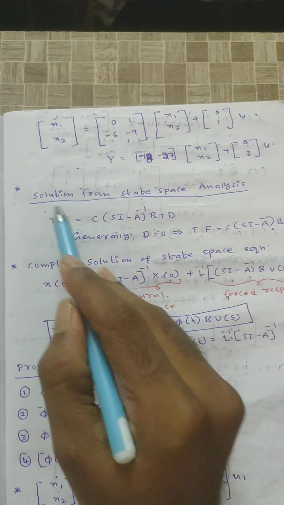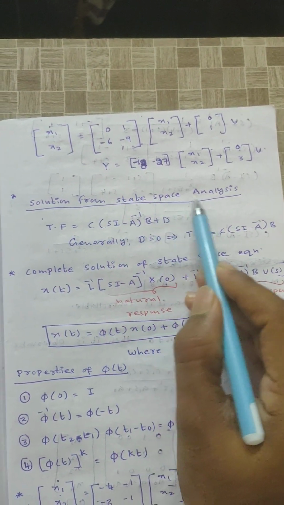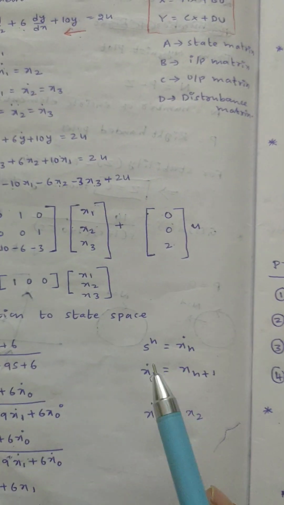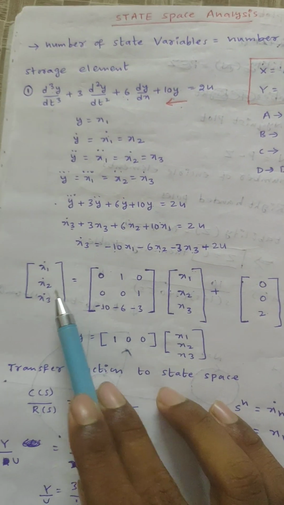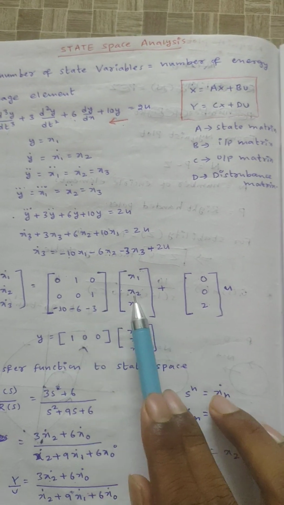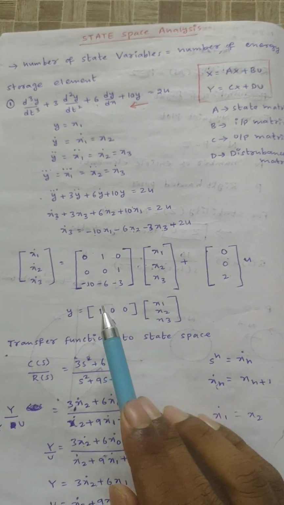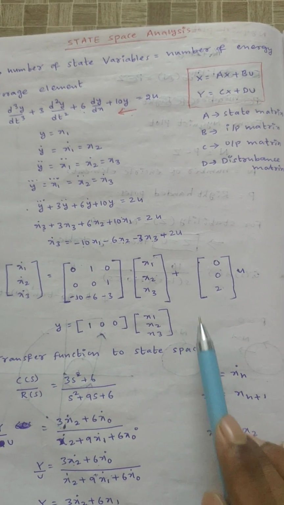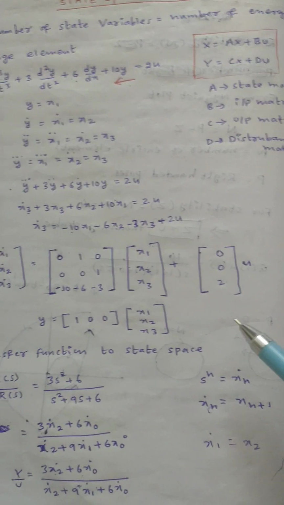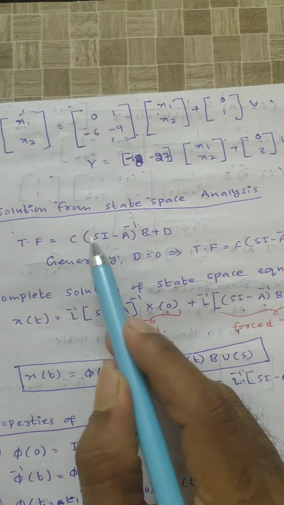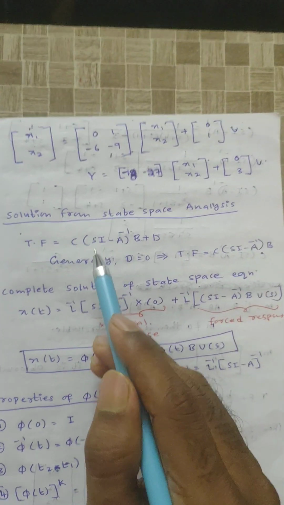Next, solution from the state space analysis. For example, suppose a matrix is given like this: x1 dot, x2 dot, x3 dot is equal to Ax plus B into u. Next, output y is equal to Cx, where the D value will be 0. If the matrix is given in this form, how do we find the transfer function? We already know the A matrix, B matrix, C matrix.